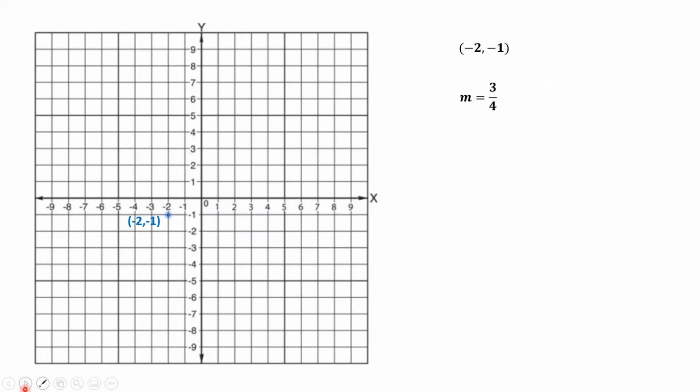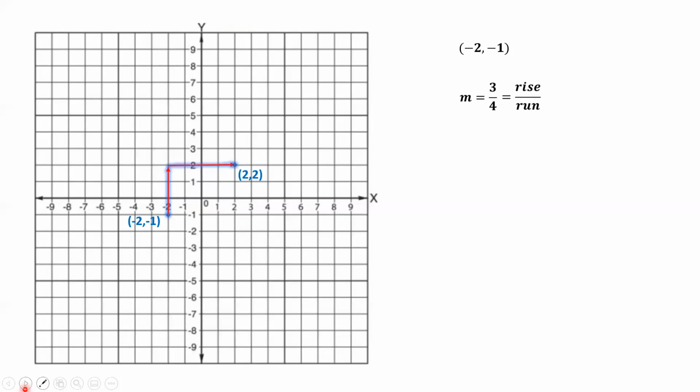So remember, slope is the ratio of rise over run. So I could actually use the slope to find additional points. Or actually, I need one additional point to be able to graph the line. So if I start performing the steps according to my slope, meaning from this original point, rising 3 units and then running 4 units, I'm going to end up at this point with coordinates 2, 2, and that's going to be my second point that will be lying on the line.